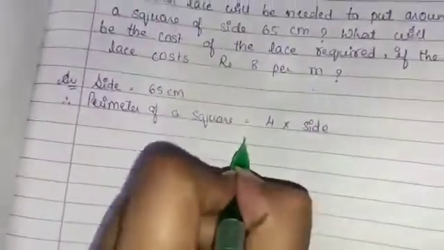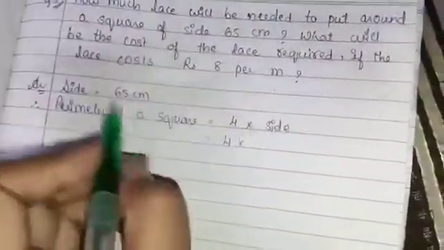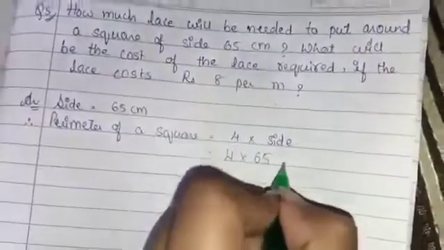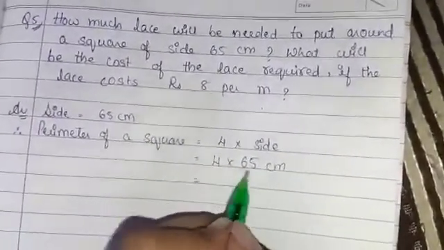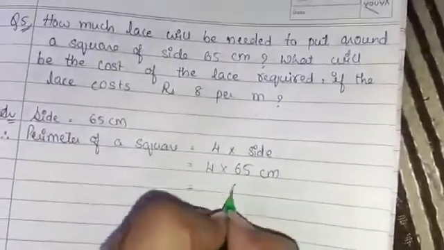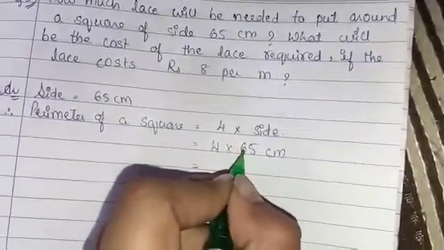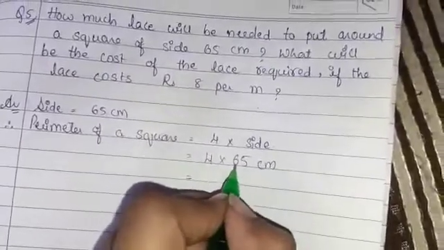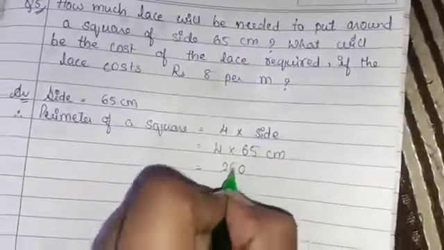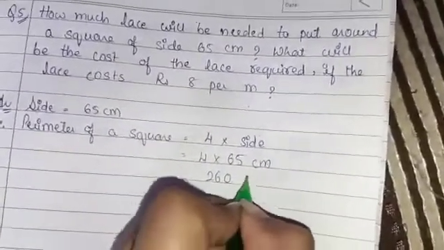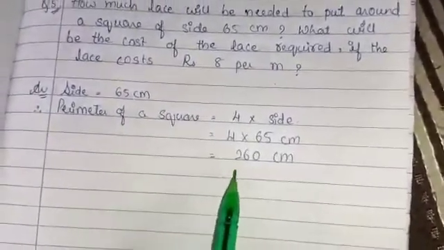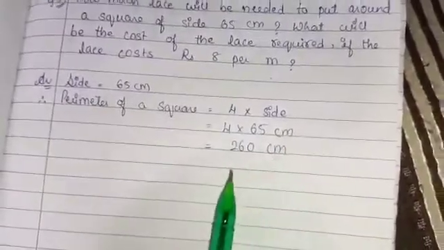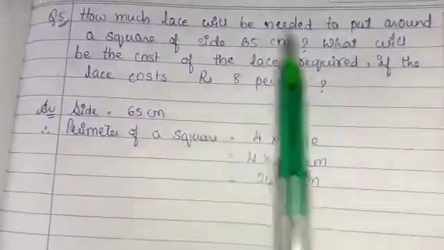Now here 4 will remain same and side is how much given? That is 65 centimeter. So here I will do the multiplication. 4 5s are 20, 0 and 2 carry. Then 4 6s are 24 plus 2, 26. So 260 centimeter. The total perimeter of the square piece is given. So one part of the question we have solved. Now we will go to the next question.